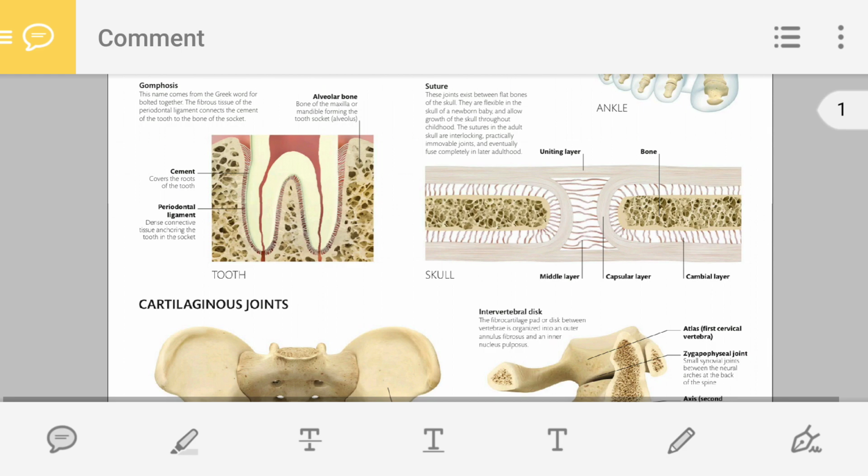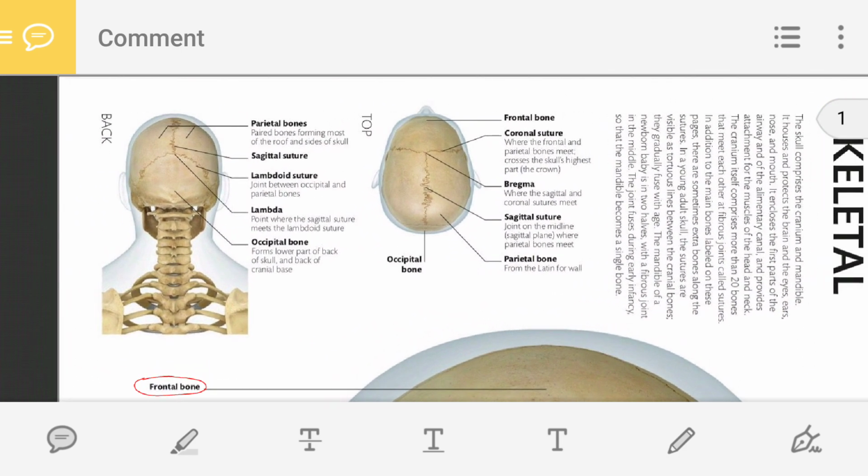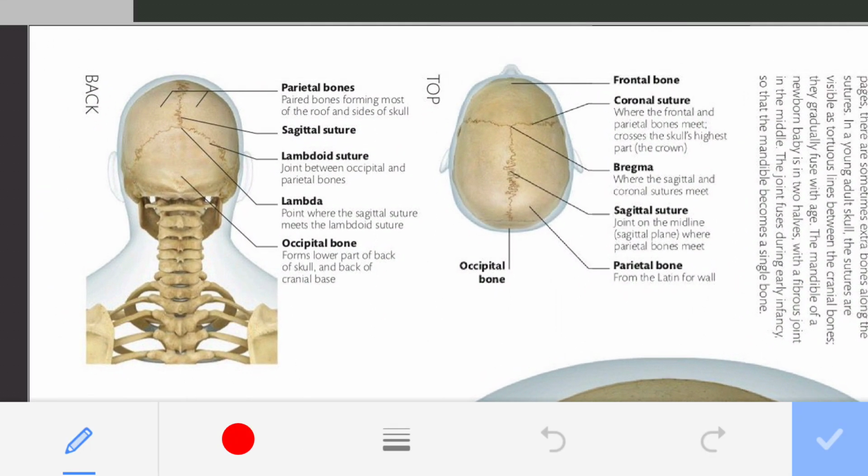Now over here, this one is also a very good and important figure. Here you can see the location of the parietal bone. This one is the parietal bones. Then the sagittal suture, where is it present? As you can see, between the parietal bones, the joint is the sagittal suture.